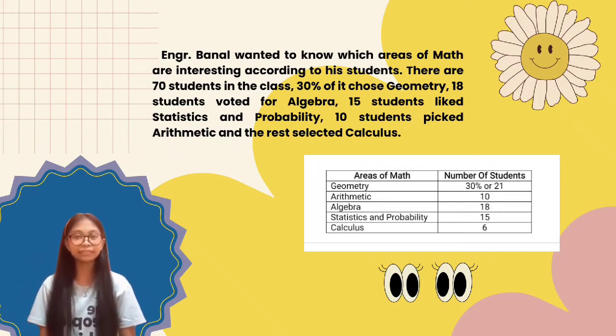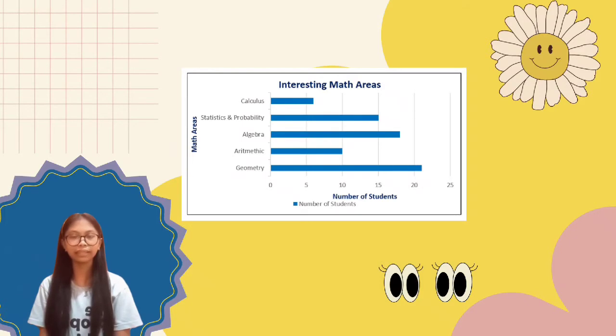As seen in the given dataset, the areas of math are geometry, algebra, statistics and probability, arithmetic, and calculus. To place this on the bar graph, we first need to collect the data. After that, we will construct the title, which is the interesting math areas. Next, identify and label the axes. The x-axis will be labeled as the number of students or the students' votes. The y-axis will be labeled as the math areas.